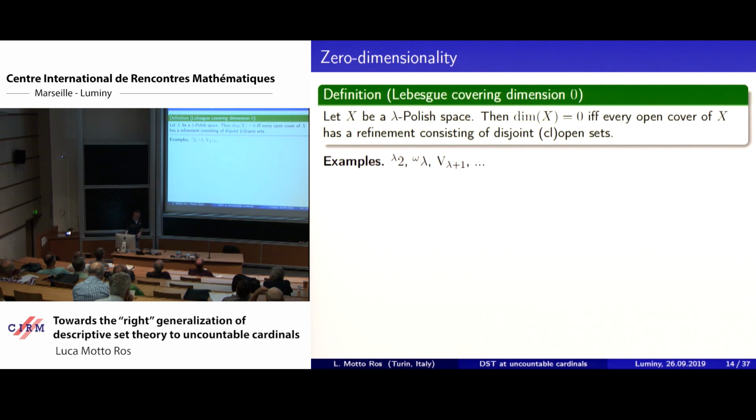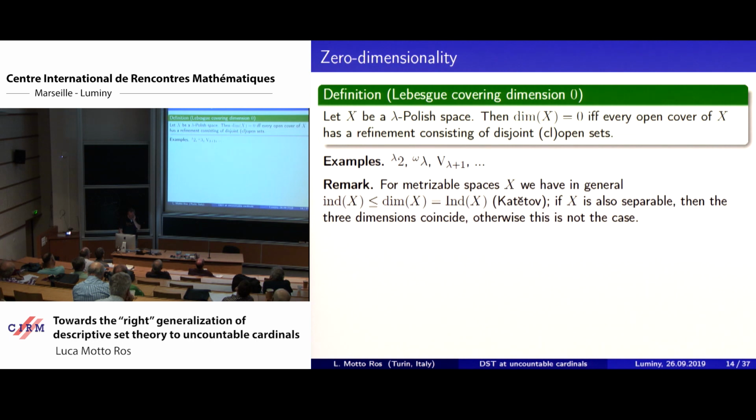Okay? Examples are of course the generalized Cantor space and these other spaces, but let me point out that in general this is a bit stronger notion. For metrizable spaces, if you have dimension 0 in the sense of Lebesgue covering dimension, then you are also zero dimensional in the old sense. But if the space is separable, they coincide. But when the space is not separable, and this is our case, then the covering dimension can be higher than the other dimension. So it's a stronger notion.